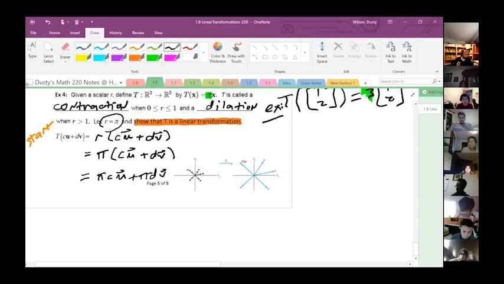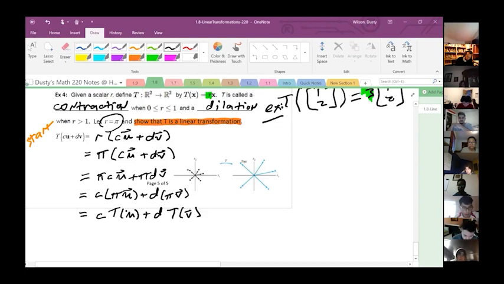And then pi DV. You can switch around where your C's and your pi's are. So we have C times pi U plus D times pi V. And notice that this is the same thing as C times T of U plus D times T of V. Therefore, T is a linear transformation.